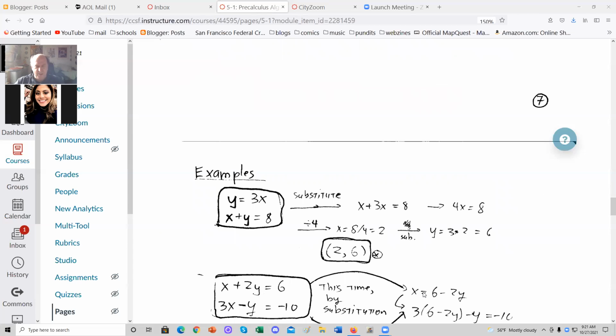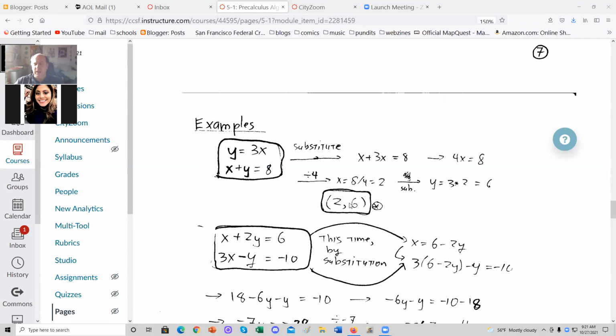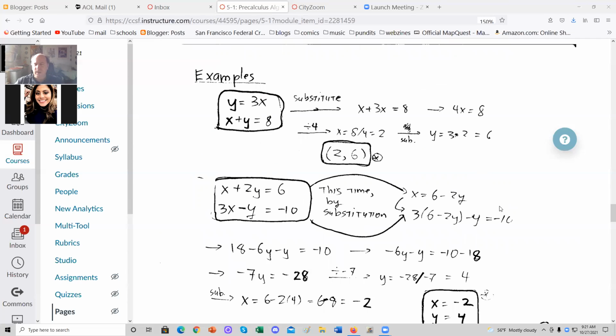All right, here are some examples. y equals 3x and x plus y equals 8. This one is made for substitution because we have y in terms of x already. So plugging in 3x for y here, you get x plus 3x equals 8. So 4x equals 8. Divided by 4, x equals 8 over 4, or 2. You substitute back into here, y equals 3 times 2, which is 6. So the solution is 2 by 6.